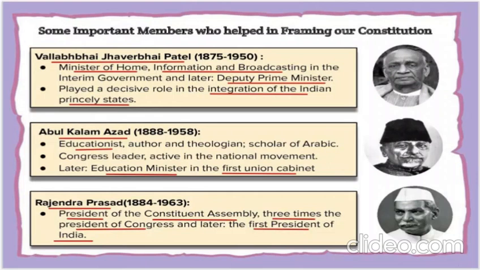First was Vallabhbhai Patel. You have to remember what was his position and what he did for the Constitution. He was a minister of home, information and broadcasting in the interim government, and later he became the deputy prime minister. Second, he played an important role in the integration of Indian princely states. The joining of the princely states, that role Vallabhbhai Patel did.